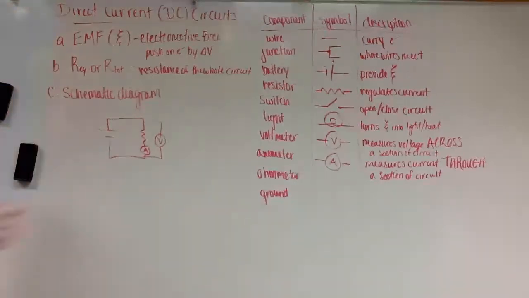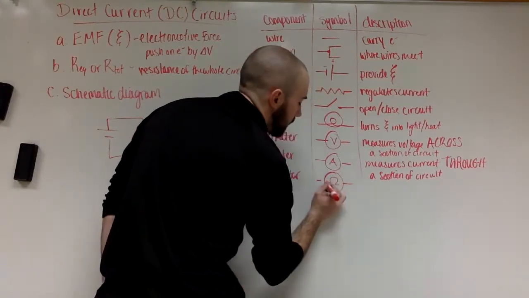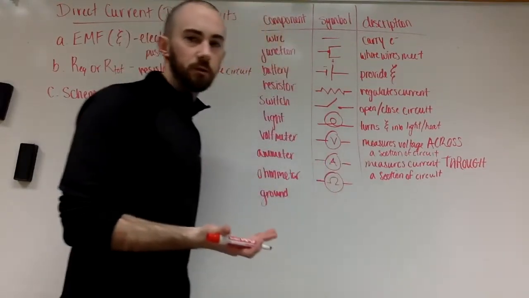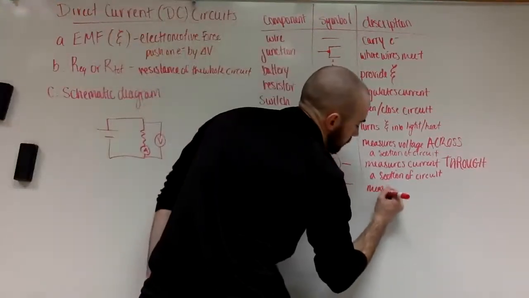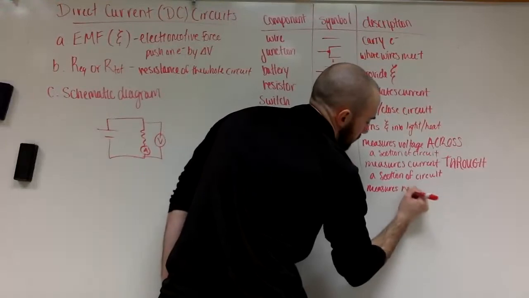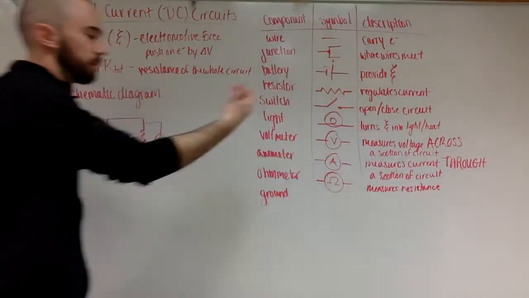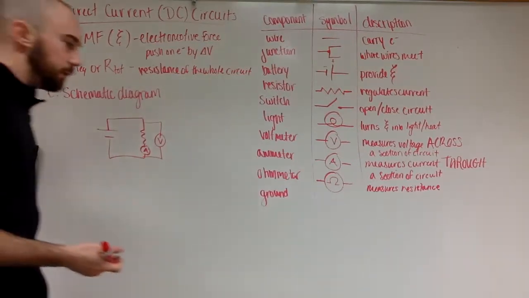After that, we have an ohmmeter. Now, an ohmmeter supplies its own EMF, so that way it can find resistance. This one, we aren't really going to use, but it's just for you guys to know. An ohmmeter measures resistance. Wouldn't you know it? The unit of resistance, you would call it a meter of that, and yeah, there you go.